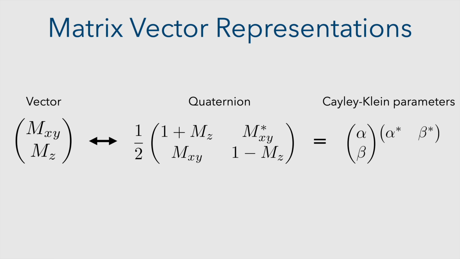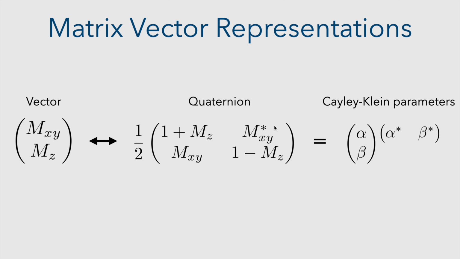Just to make the connection to low-rank matrices a little bit more explicit, we can look at the following matrix vector representation. On the left, we have our usual MXY and MZ vector. Then we can rearrange the vector into a 2x2 matrix shown in the middle. On the diagonals, we have 1 plus MZ and 1 minus MZ. And on the off diagonals, we have MXY and MXY conjugate.